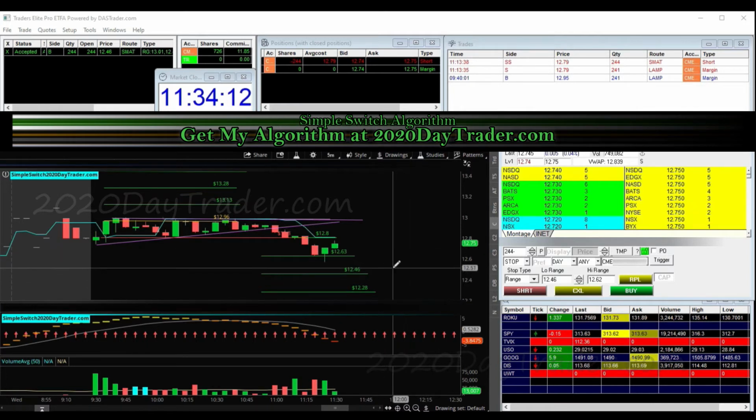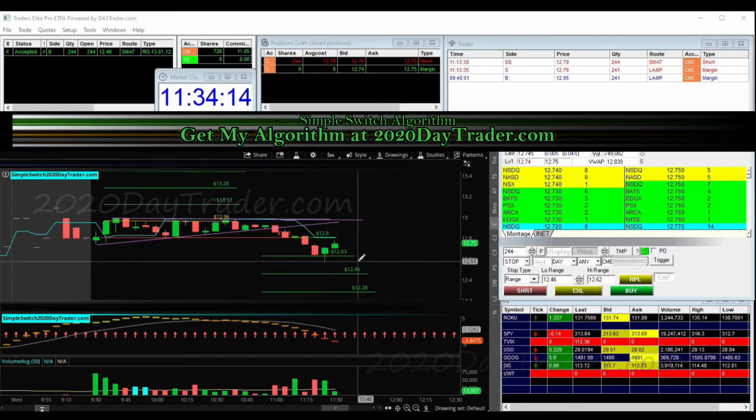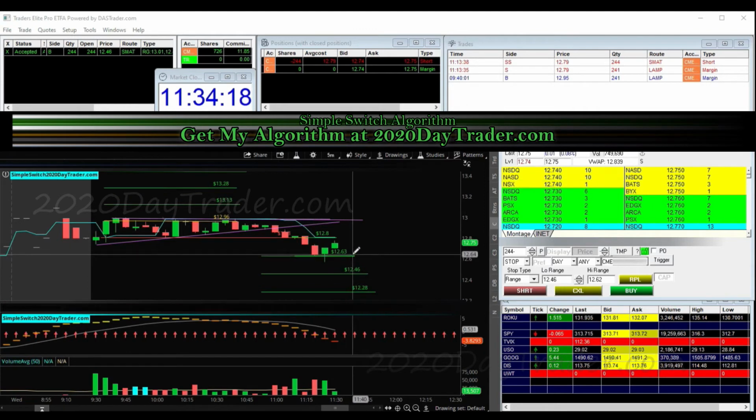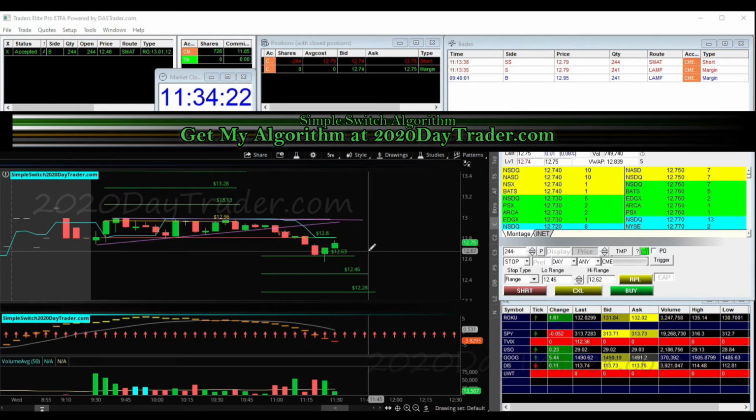So if it's looking like a good short and I'm already short, then I'm not going to get out. But if everything's starting to line up to look like a long position and I'm short, then I need to start looking at an exit. But right now everything looks like it's lining up to be a short, so I'm going to stay short.